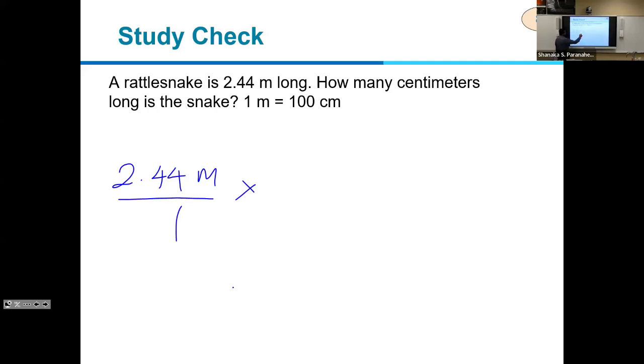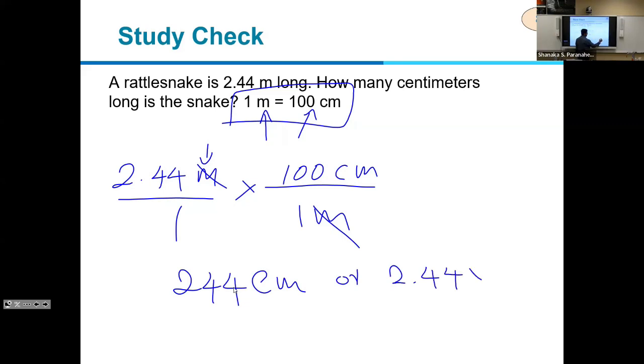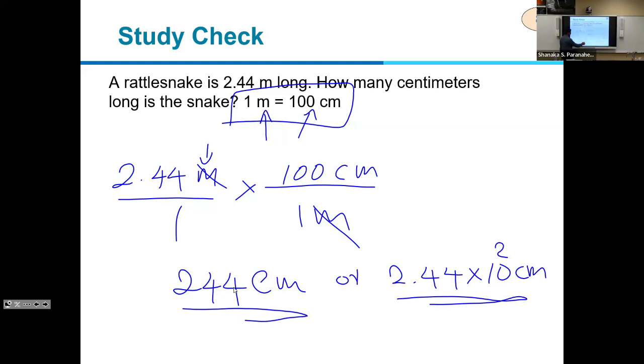Then we are going to use this equation. The important part is meter. The meter has 1, so 1 meter is in the denominator, and the other side of the equation goes on top. So 2.44 times 100. The answer is 244. You can write it like this. In scientific notation, it is 2.44 times 10 to the power 2 centimeters.